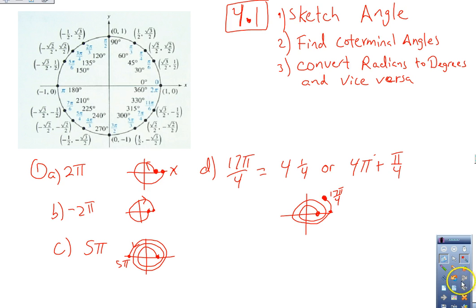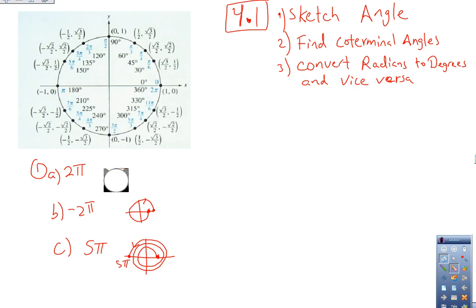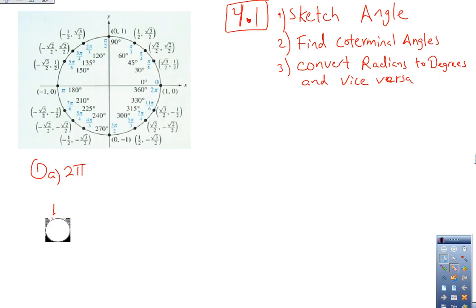Okay, now let's go on to the next concept. Let me erase these. Okay, concept number 2, and that is finding coterminal angles.